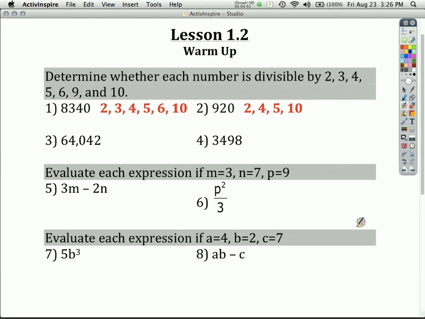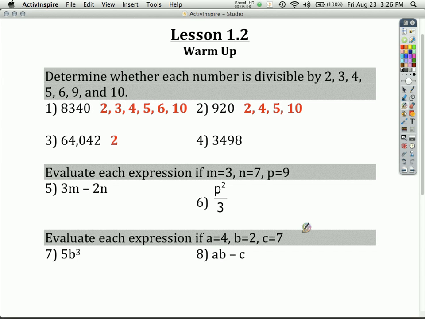Number 3, 64,042. What is that divisible by? Gloria, Isabella, and then Matthew. Michael. 2. Just 2. Both of you agree it's just 2? It is just divisible by 2. I apologize for messing up your name.